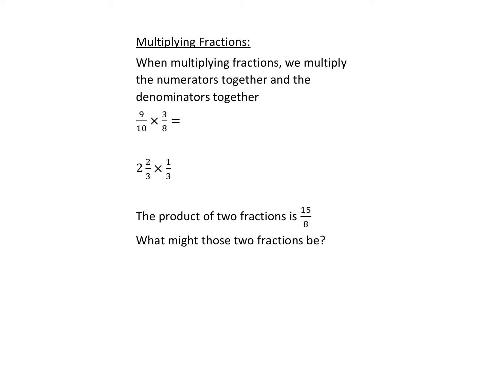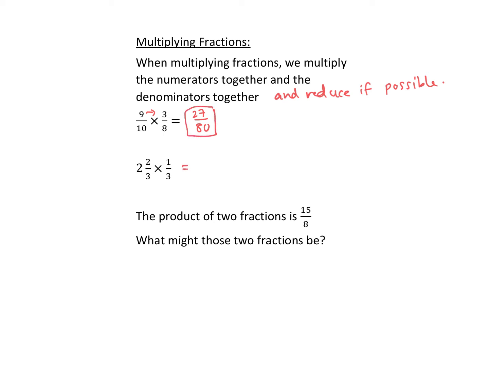Okay, multiplying is pretty straightforward. We just multiply the numerators and the denominators together and reduce if possible. So I just multiply the two numbers in the top, 9 times 3, the two numbers in the bottom, 80, and then I see if I can reduce. Is there a number that divides into 27 and 80? Nope. So this is already reduced.